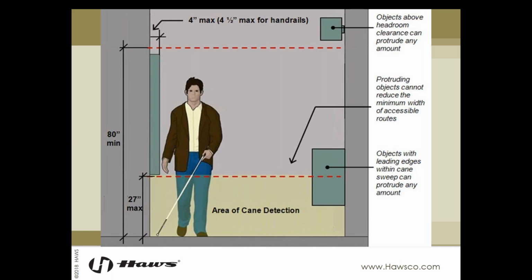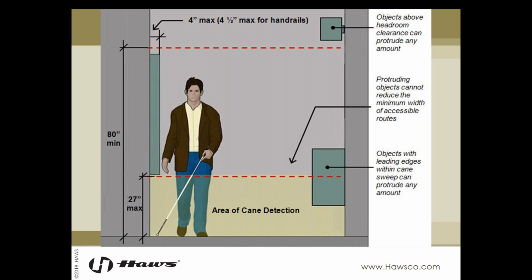Let me break this down for you. On the left of this illustration, you can see an object squarely within the 27 to 80 inch range. And to prevent running into these objects, it can only protrude 4 inches. There's an exception to this for handrails. They can protrude 4.5 inches.